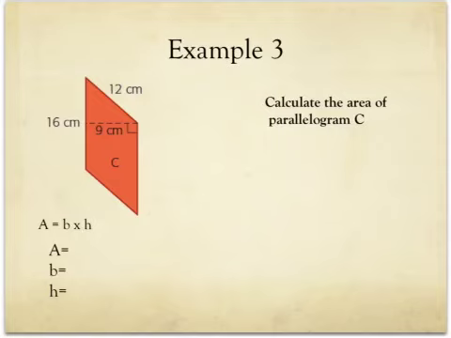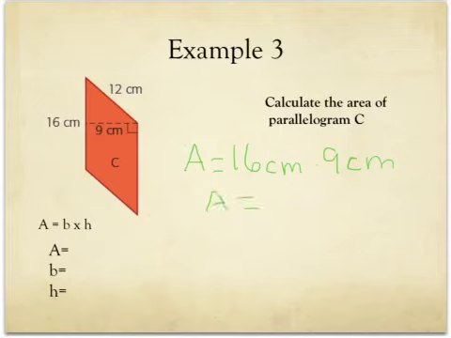Now that you've had some time to work through this example, we're going to do it together. So again, it's important to identify our base, which is 16 centimeters, and our height, which is 9 centimeters. So for calculating our area, area is equal to 16 centimeters times the height, which is 9 centimeters, which gives us an area equal to 144 centimeters squared. Now for this example, we didn't include any decimal places because our base and our height have no decimal places, but we still did include our centimeters squared.